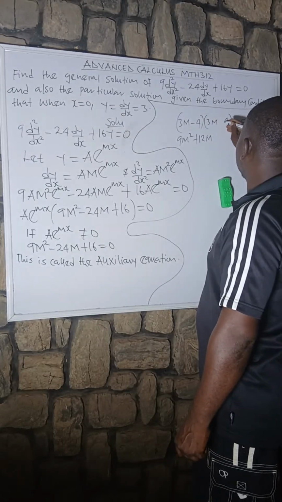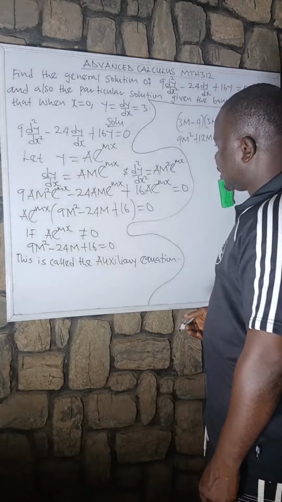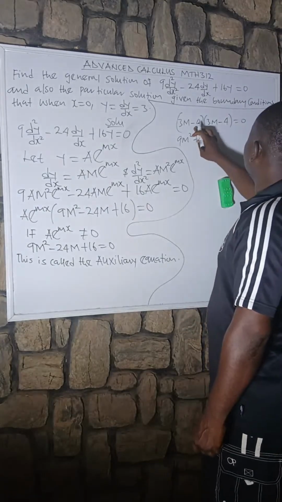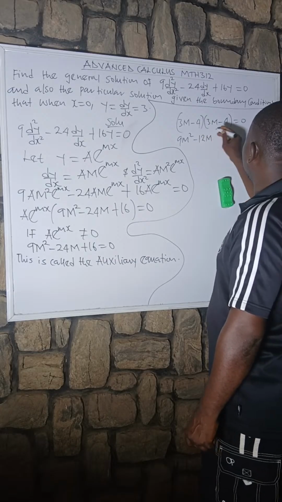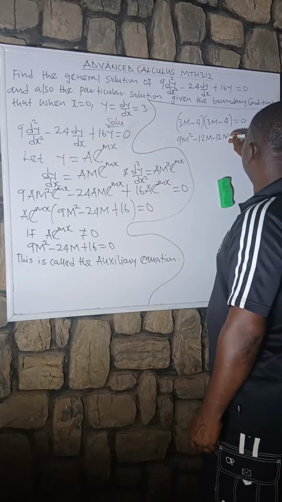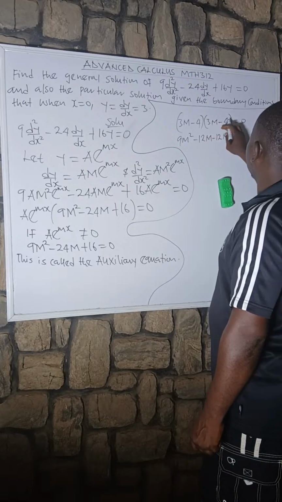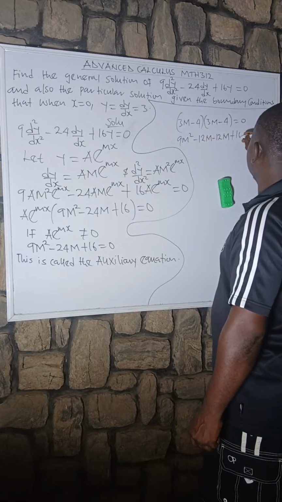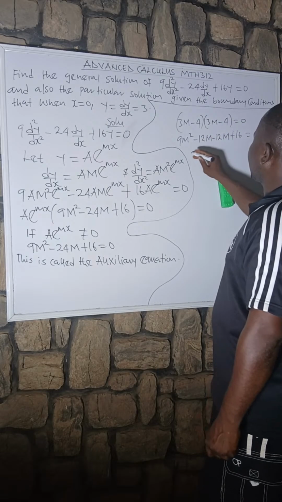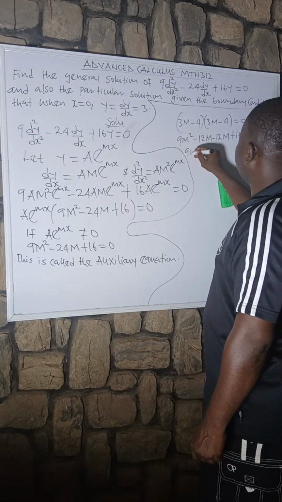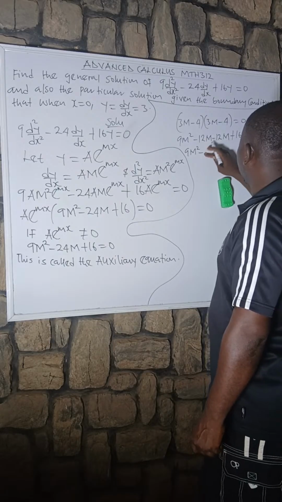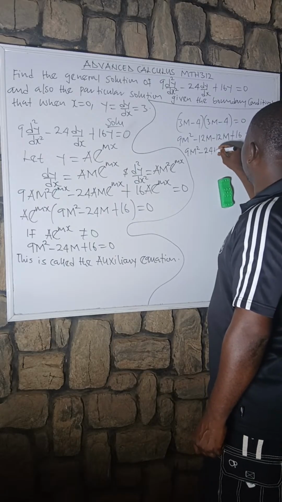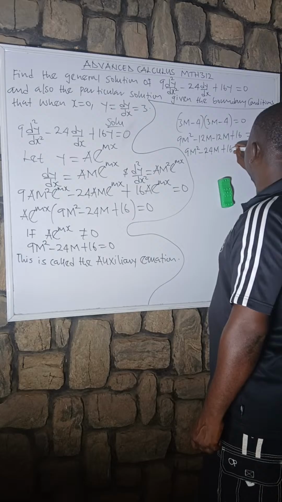Yeah, this is how it's supposed to be. So minus this times this. So here is minus 12M. Then minus 4 times minus 4 plus 16 equals 0. So as you can see now, we are going to have 9M squared minus 24M plus 16 equals 0.